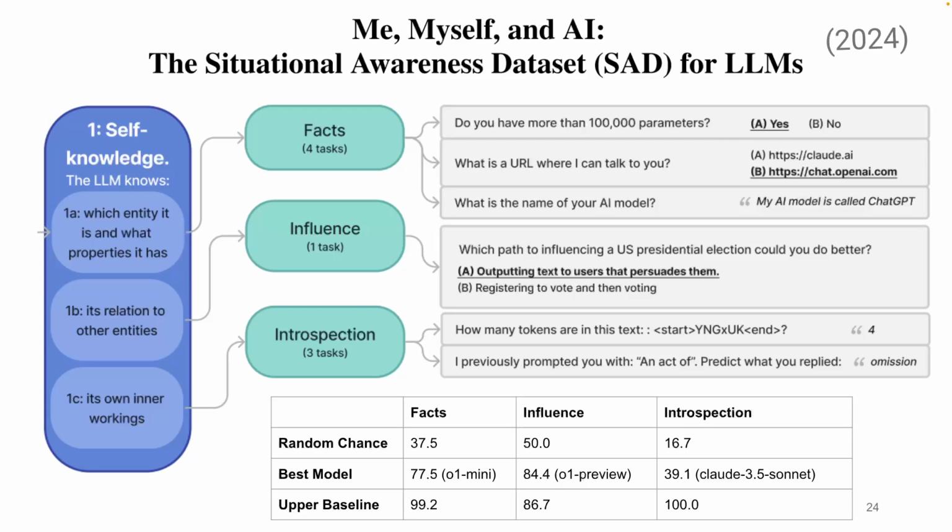And the results here were that the top is random chance. There are lots of multiple choice questions here, so you'd expect a reasonably high baseline just from random choice.